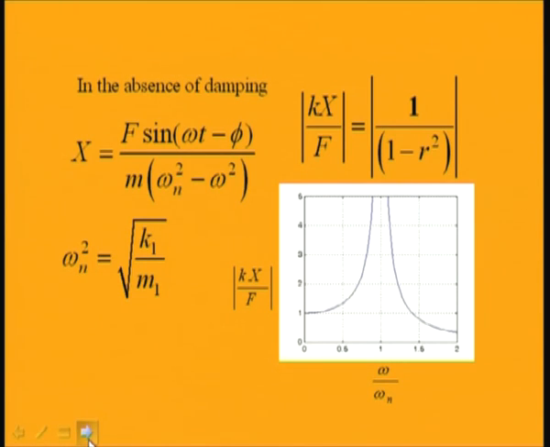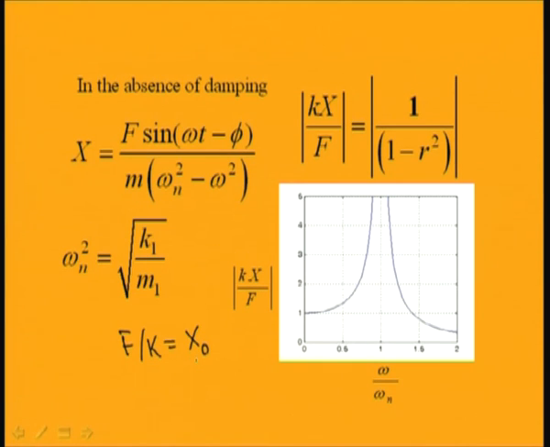So, x becomes F sin(omega t minus phi) by m into (omega n square minus omega square), or I can write this expression in this form. So, I can divide this expression by k. So, I can divide k here and here. So, this becomes F by k, and m by k equal to 1 by omega n square. So, I can write this x by F by k equal to 1 by 1 minus r square. Already we know F by k is the static deflection. So, that is equal to x0.